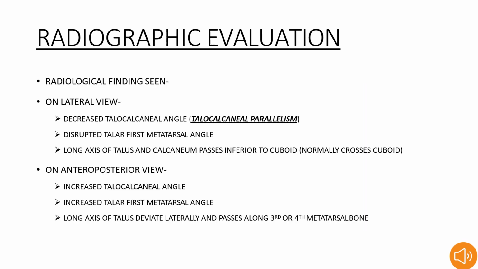Now, the various radiological findings seen in CTEV are: on the lateral view, there will be a decreased talocalcaneal angle, a disrupted talar first metatarsal angle, and the long axis of the talus and calcaneum passes inferior to the cuboid. Normally, it should cross the cuboid. On the anteroposterior view, there is an increased talocalcaneal angle, an increased talar first metatarsal angle, and the long axis of the talus deviates laterally and passes along the third or fourth metatarsal bones.